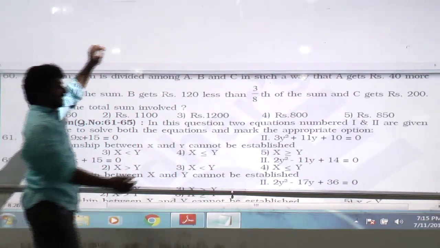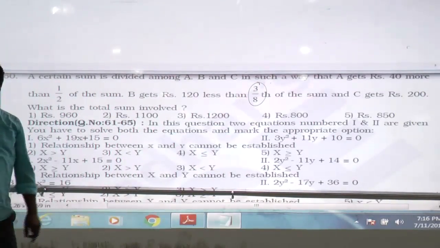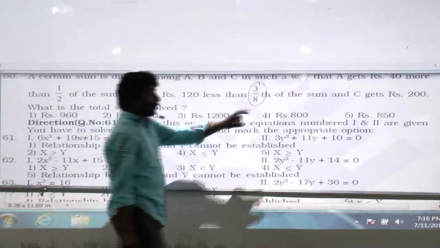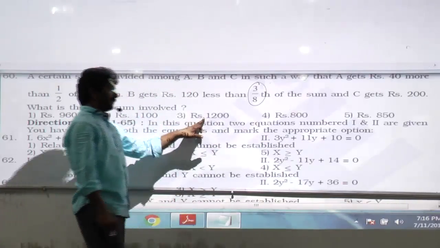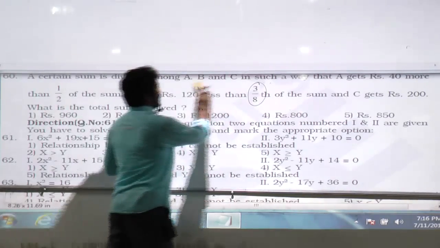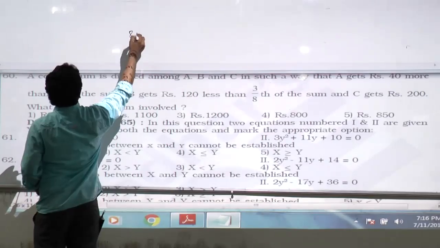See here they said 3/8 of the sum. So you should be able to calculate 3/8 of the sum. So your total sum should be a multiple of 8. This is an 8 multiple, this is an 8 multiple, this is also an 8 multiple. You have 3 8 multiples. Instead, if you have only one 8 multiple, you need not solve this. Okay. Now let our total sum be 8 parts or 8x.